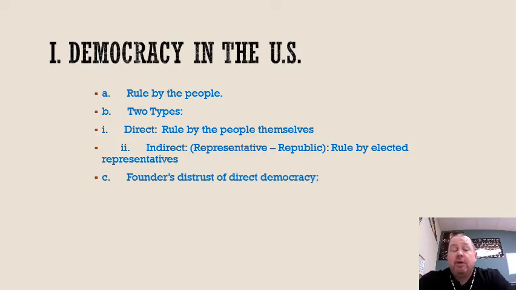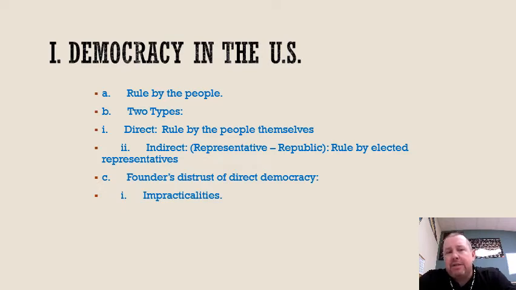Our founders didn't want direct democracy. They never wanted direct democracy. They actually didn't like direct democracy. And so to claim that the United States is a democracy is misrepresenting what the U.S. truly is. We don't want democracy in the United States for a couple of reasons, right?